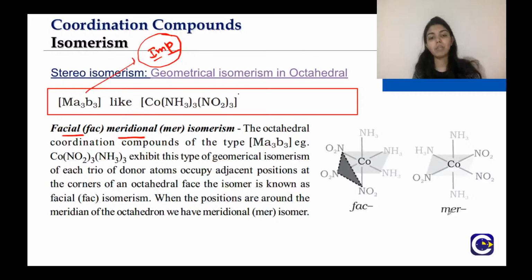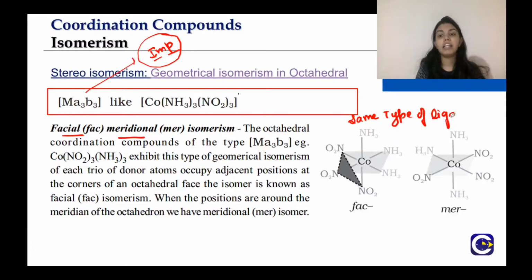One is facial and the second one is meridional. Now what is the difference between facial and meridional? Let us see that. Facial is when the same type of ligands are 90 degrees to each other. For example, let us say you have cobalt NH3 3 NO2 3. All the NH3s should be 90 degrees to each other, not 180 degrees. And all the NO2s should be at 90 degrees to each other, not 180 degrees.